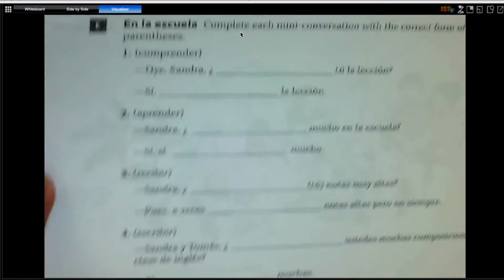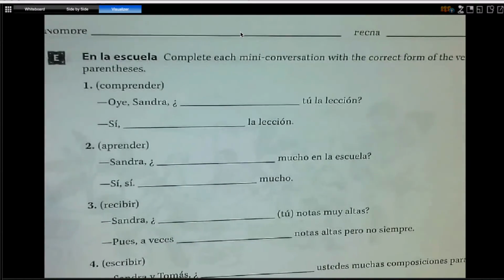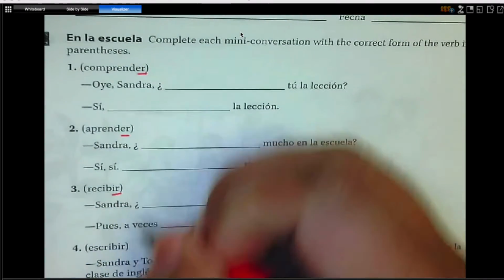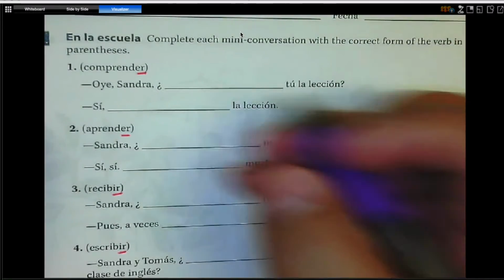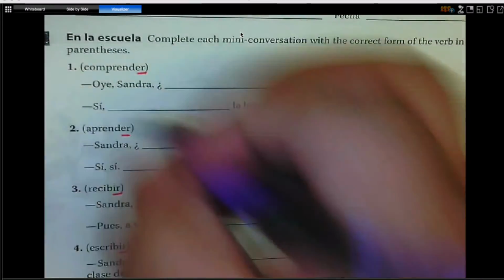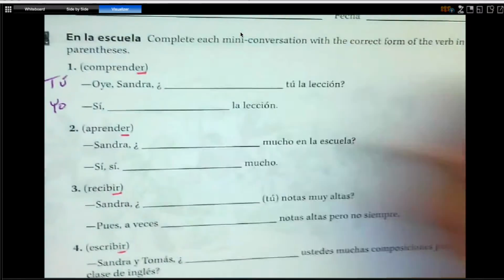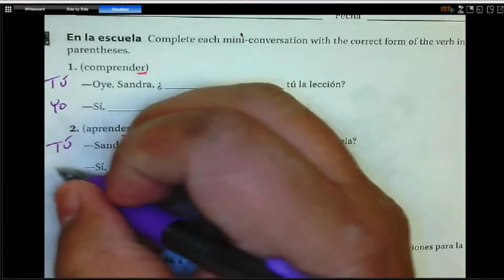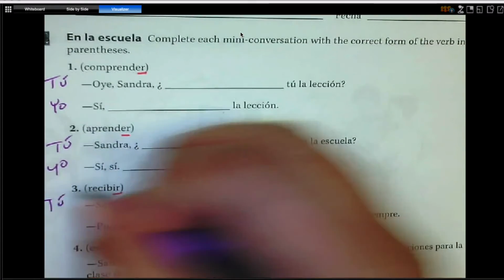All right, let's go to E. E wants you to complete the mini conversation with the correct form of the verb in parentheses. Okay, so once again, these are all ER verbs. There's an IR verb. Okay, let's pay attention to the subject here. I'm just going to tell you the subject. Oye, Sandra. So the subject for this first one is going to be tú. And the subject for the second blank is yo. Sandra, this subject is tú. The response is yo.